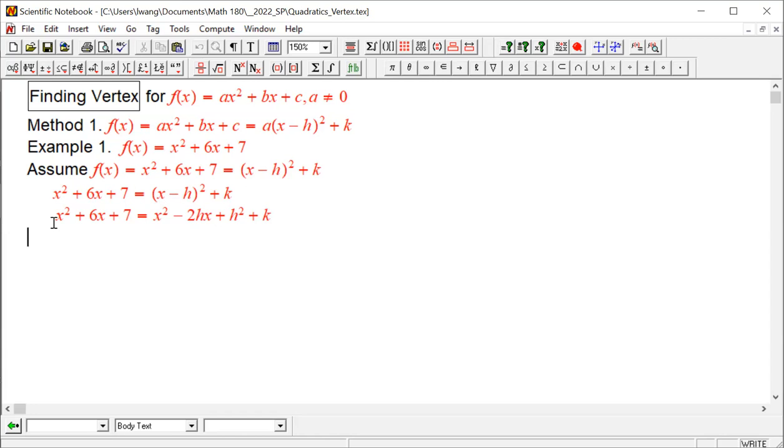You can see on the left-hand side we have x squared plus 6x plus 7. On the right-hand side, we have x squared, negative 2hx, and h squared plus k. There's a correspondence here: the x squared terms are the same, so we don't need to worry about them since they already have the same coefficient. The other one is the coefficient before x, and they must be the same. So we get negative 2h equals 6. If we divide both sides by negative 2, we get h equals negative 3. That's how we get negative 2h equals 6.